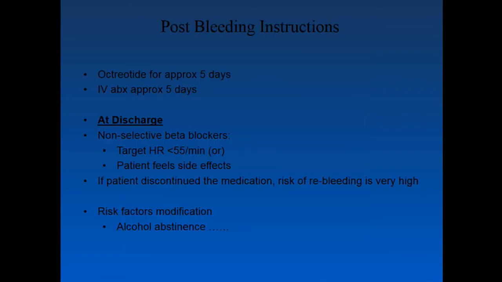Post-bleeding instructions: approximately, try to continue the octreotide and antibiotics for 5 days. And at discharge, use a non-selective beta blocker. Try to target the heart rate to less than 55, if possible, if the patient is asymptomatic. And obviously we talked about the side effects. If the patient discontinues the medication, the risk of rebleeding is very high. Obviously, also modify risk factors, what is driving the portal hypertension, especially alcoholism and so on.